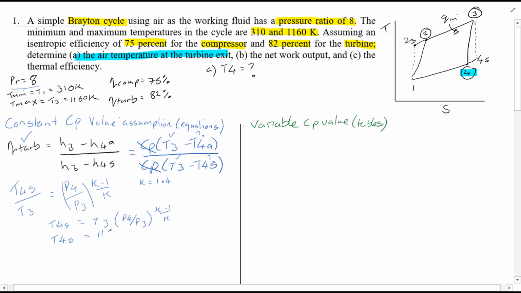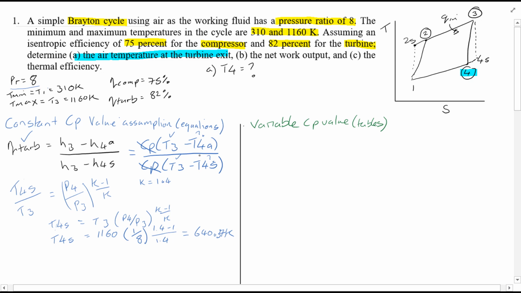Quite simply rearranging this equation and subbing in the values, you'll find T4S is equal to 1160 times the pressure ratio, which in this case is 1 over 8 because notice it's 4 over 3. I haven't drawn the PV diagram, but if you look at this in the notes or the recommended textbook, that'll indicate to you why. It's also important that you're aware of the PV diagrams as well as the TS diagrams for each of the cycles. To the power of (1.4 minus 1) over 1.4. And that gives you a value of T4S equal to 640.37 Kelvin.